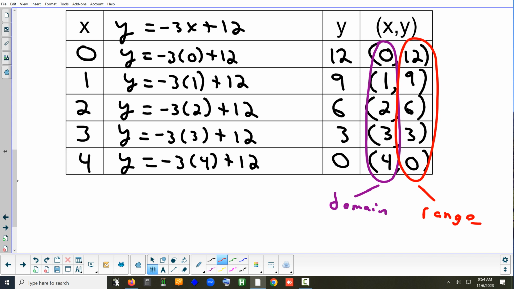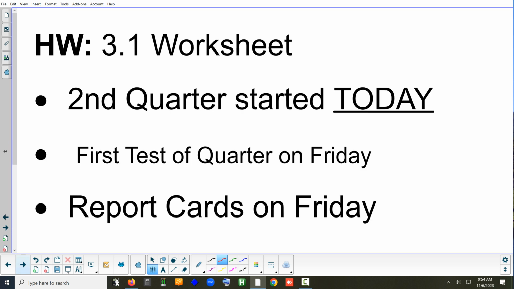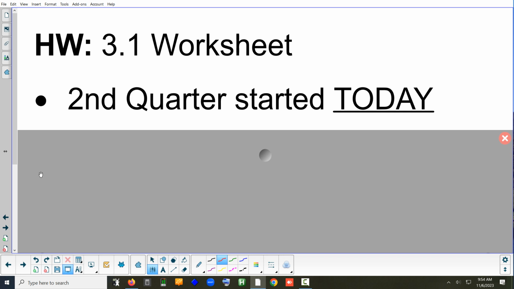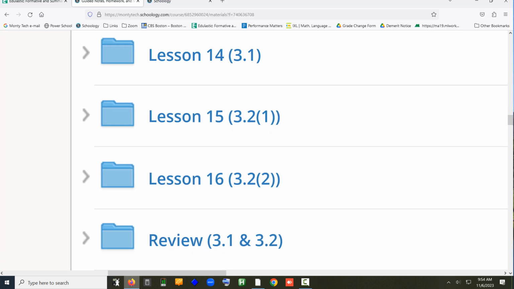All right, so we got through it. I wasn't sure we were going to get through it. But we can do another one of those tomorrow, and I think there's one in the homework. So for the warm-up, we'll do another one of those. So the homework is the worksheet on section 3.1. It's lesson 14.